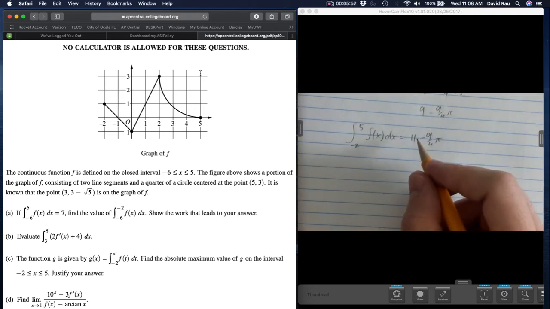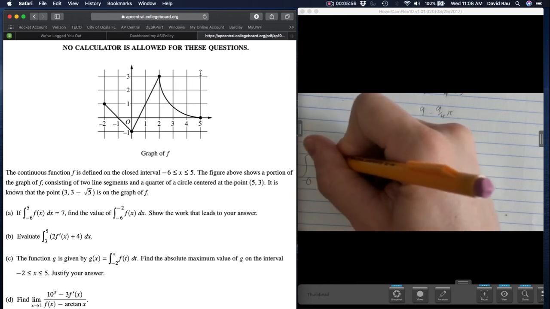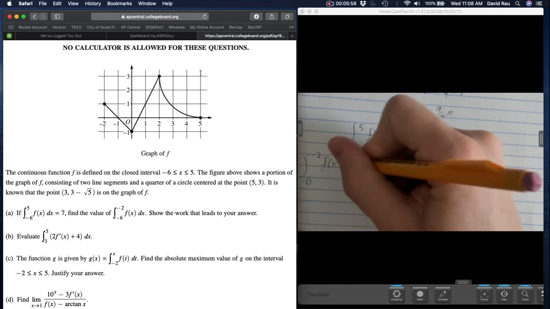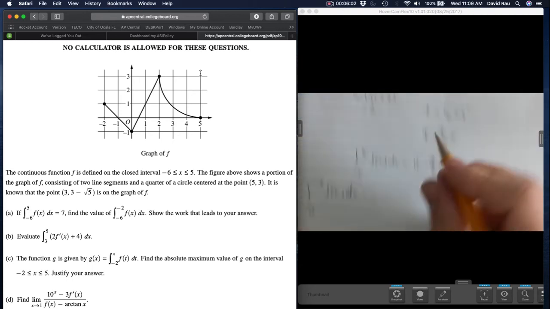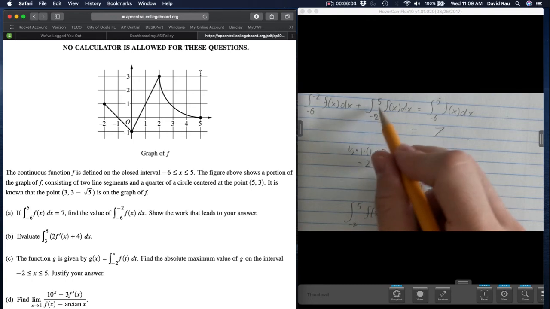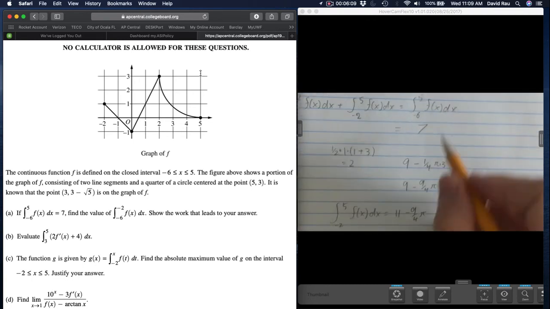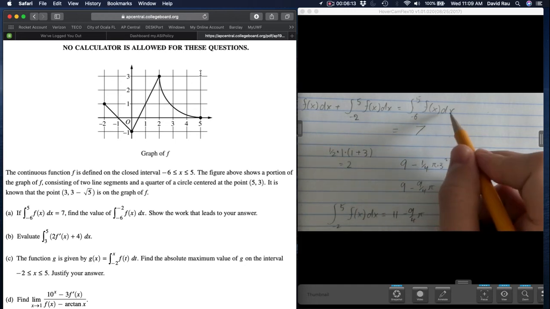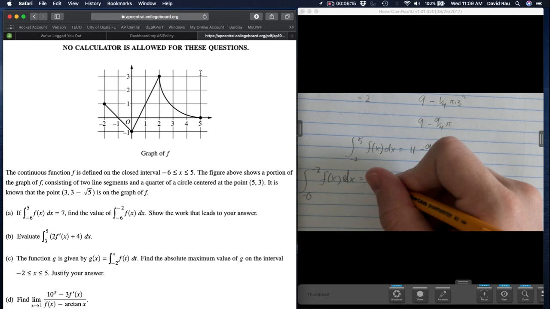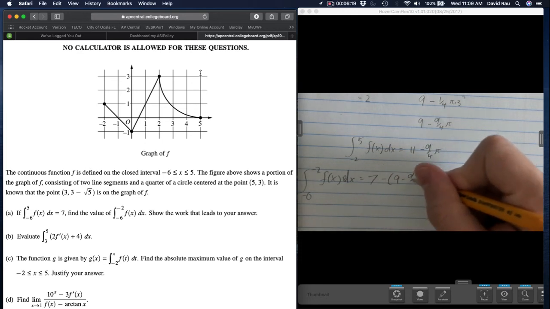Alright, so now, again, the idea is from -6 to -2, that's what we want. We have, this whole thing is now equal to 11 minus 9 over 4 pi. The other side is equal to 7, so I need to subtract that integral over. So in other words, this answer is 7 minus the 9 minus 9 over 4 pi.